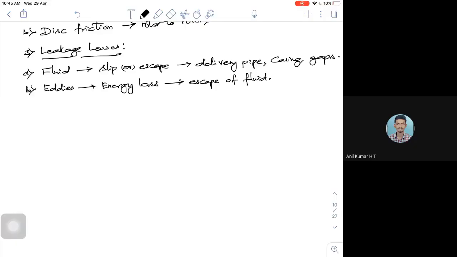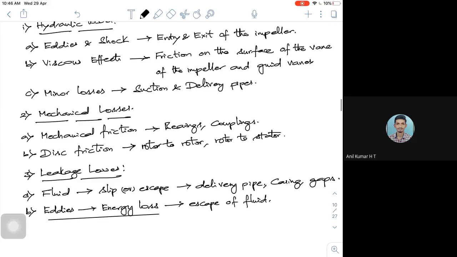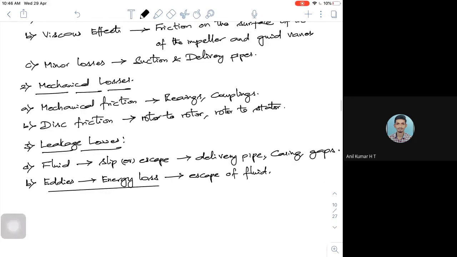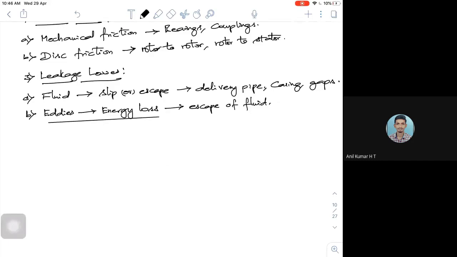So the eddies, which we have already studied, lead to hydraulic loss, but these eddies may also allow the escape of the fluid at some particular point, and we call that the escape or leakage losses. So mainly these are the three types of losses: the hydraulic loss, the mechanical loss, and the leakage loss. This is about the centrifugal pump that we did. So we are left with two more factors.